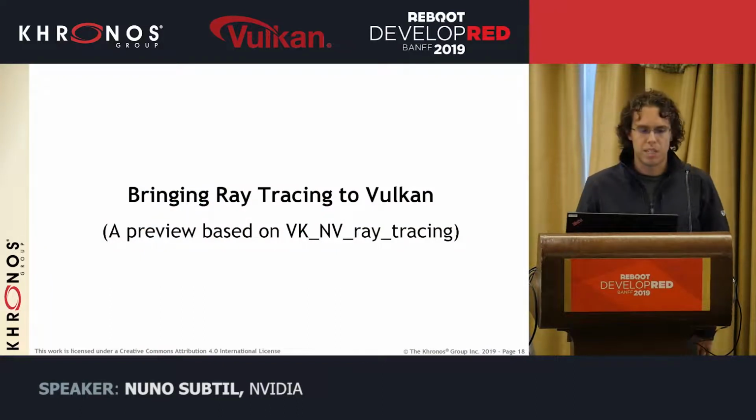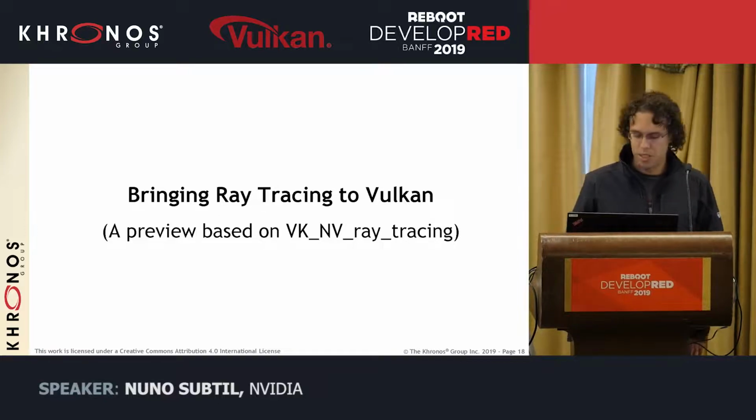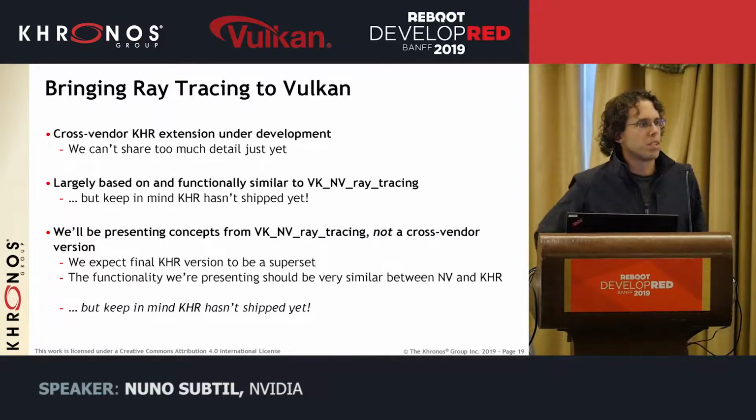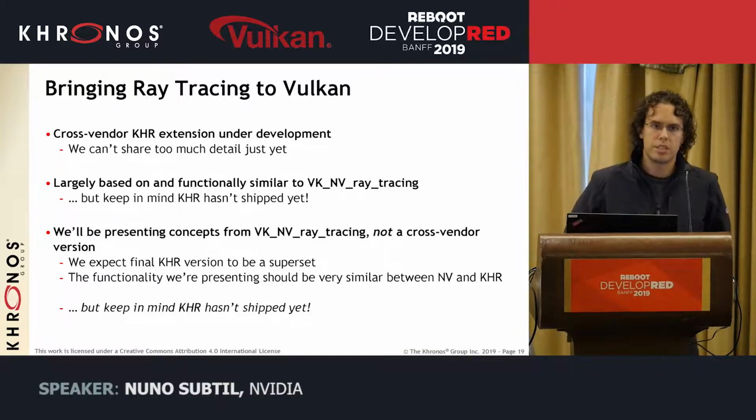So, having hopefully covered the motivation bit, let's take a tour of what the API for ray tracing in Vulkan might look like. But first, let's talk about the caveats. As I mentioned, the cross-vendor extension is under development. And Khronos is typically fairly cagey about releasing details of stuff that's in development, for good reason. So we can't share too much detail on that just yet.